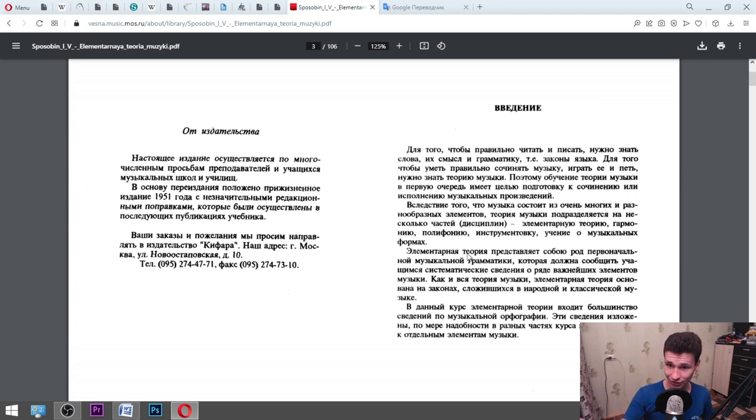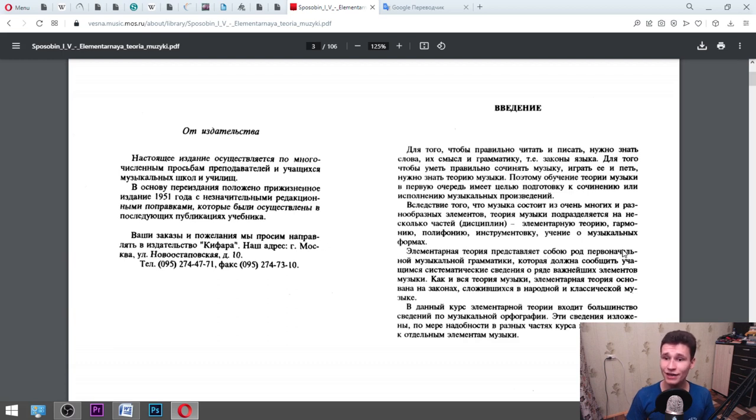Elementary theory contains, shows, presents, представляет, it means presents for themselves, like "it is." We can translate представляет собой like "it is." Elementary theory is представляет собой "is." It is the specific род. Род in this meaning is the type. It is the type of the main musical grammar. Let's translate it again.